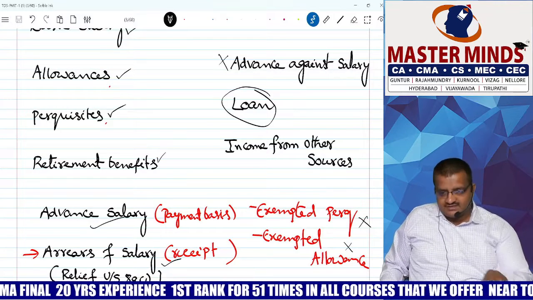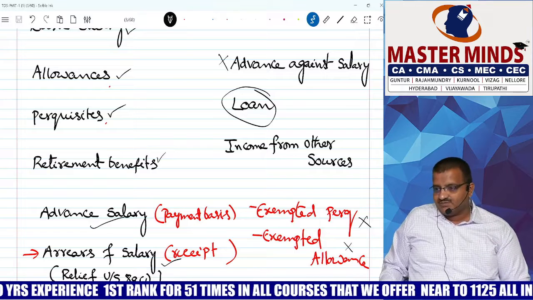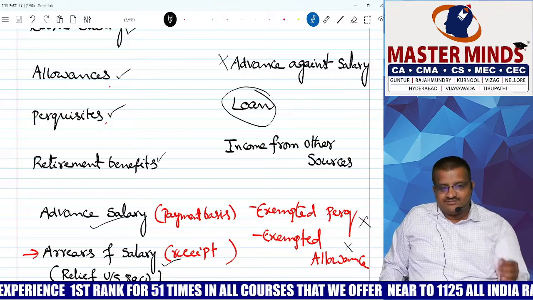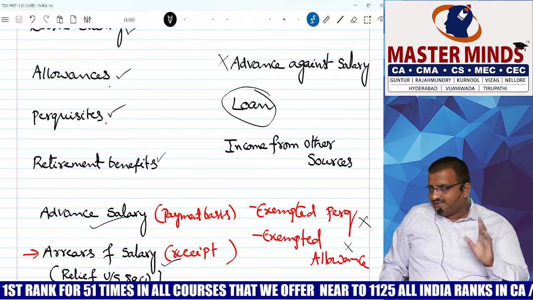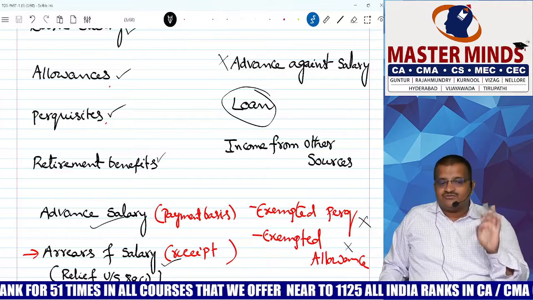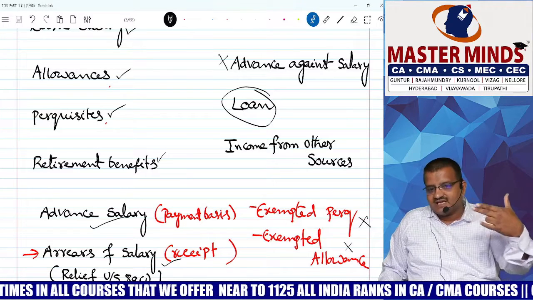Next, we have income from other sources or other heads. Possible? Yes. I will tell you an example. Please follow. I will take one simple example. Suppose Preeti is the employer, Navya is the employee. Morning 9 to 5, she is working with her. So for that salary paid, that salary is subject to TDS.